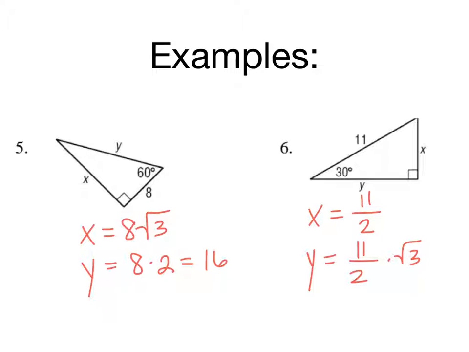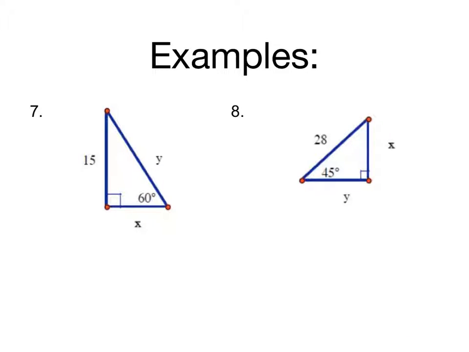Now remember, the square root of 3, if you think of it as a fraction, is like saying square root of 3 over 1. So I can multiply the top of the two fractions times the tops, and the bottoms of the two fractions times the bottoms. So y ends up equaling 11 root 3 over 2.